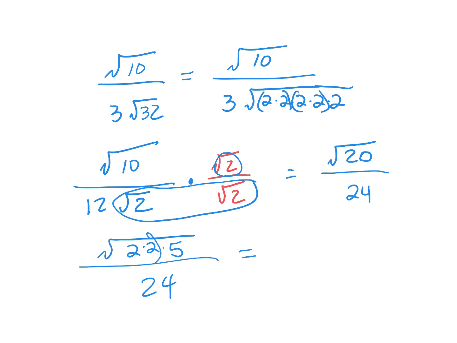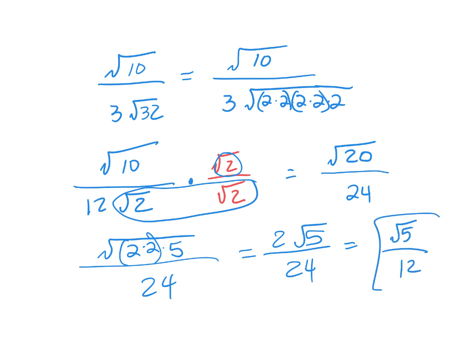And so I can pull a 2 out of that. So that's 2 root 5 over 24. Well, we're still not finished, because 2 over 24 simplifies to 1 over 12. This is your final answer. Okay. So here, if you put that in your calculator and you put this in the calculator, you're going to get the same ugly decimal. And I would check these for sure.